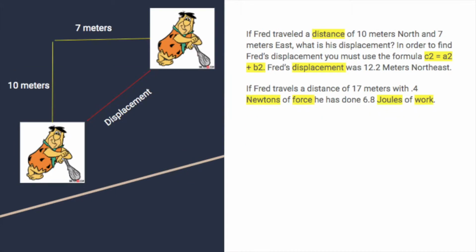To find the displacement of Fred, you use the Pythagorean theorem. His displacement is 12.2 meters northeast. Distance is a scalar quantity. If Fred travels a distance of 17 meters with 4 newtons of force, he has done 6.8 joules of work.